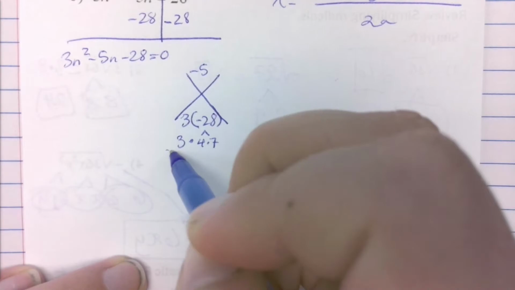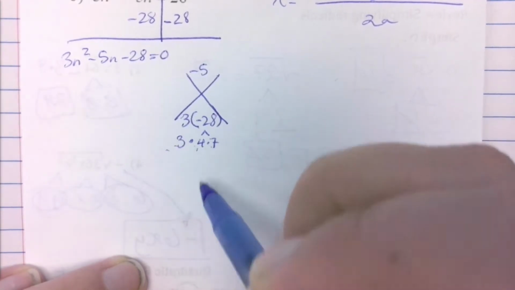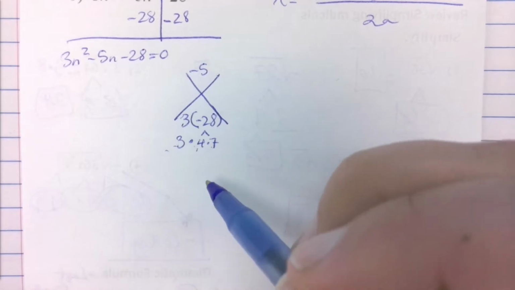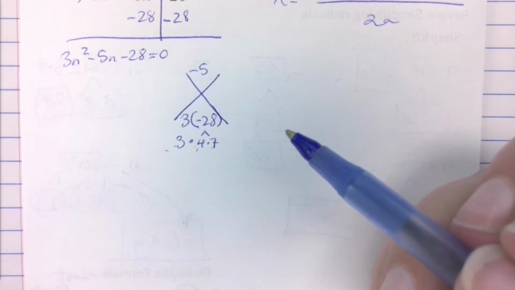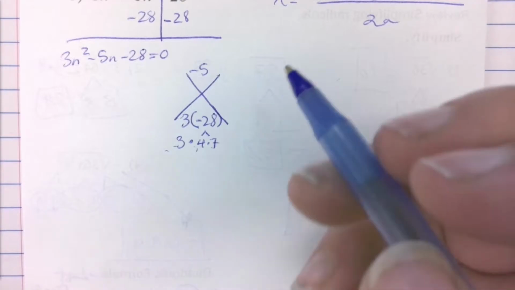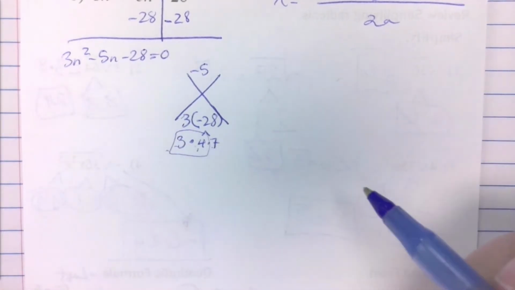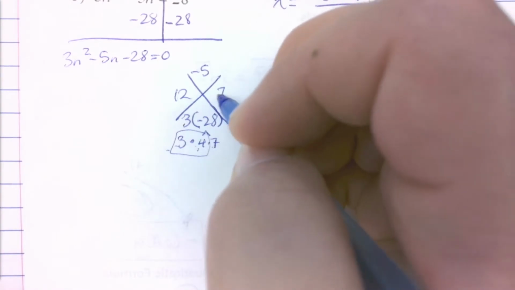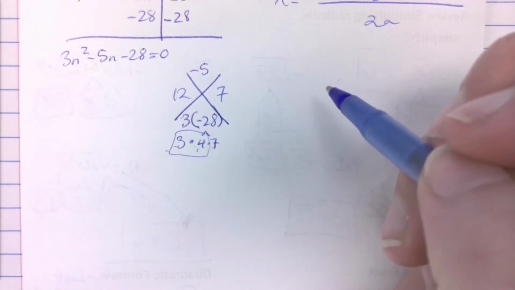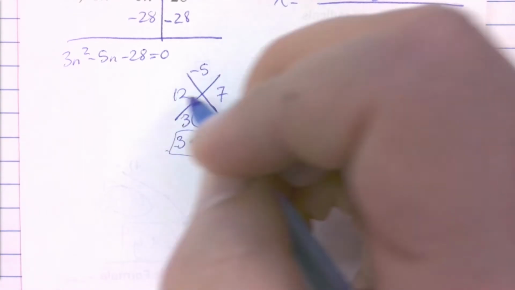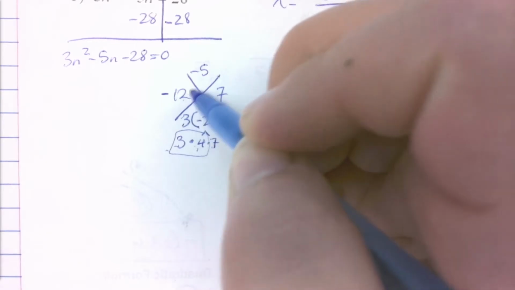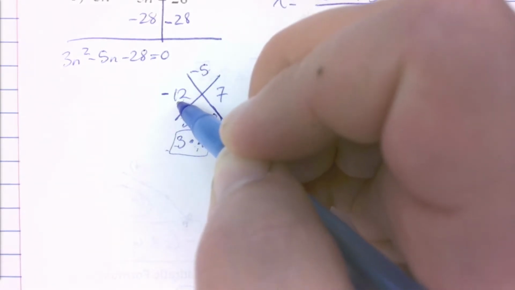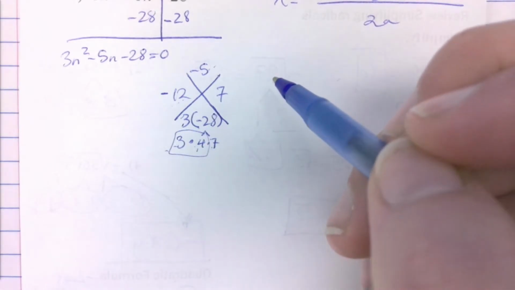Okay, I could do 21 and 4. I could do 12 and 7. Are there any of those that would get me to a 5? Is there any way to add or subtract 21 and 4 to get to a 5? No? What about 12 and 7? If I put these together, I would have 12 and 7. How could I get to a negative 5? Which one needs to be negative? The 12. The bigger number matches this sign. So if this was positive, that would be positive. If this is negative, that's negative.